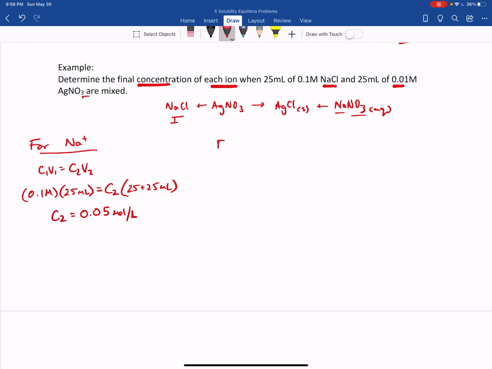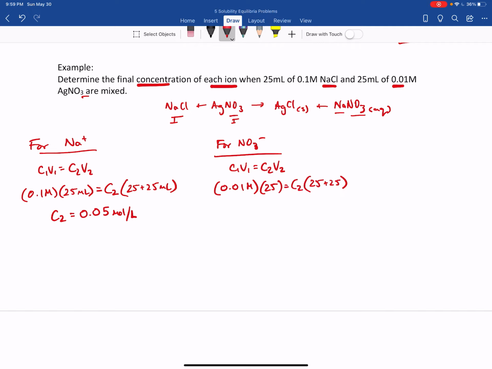So then we can do the exact same thing for NO3, right? C1V1 equals C2V2. So it was initially in the silver nitrate. It's a 1-to-1 ratio, so its concentration is the same as the compound. In this case, it was 0.01. And again, we started with 25 milliliters of that.